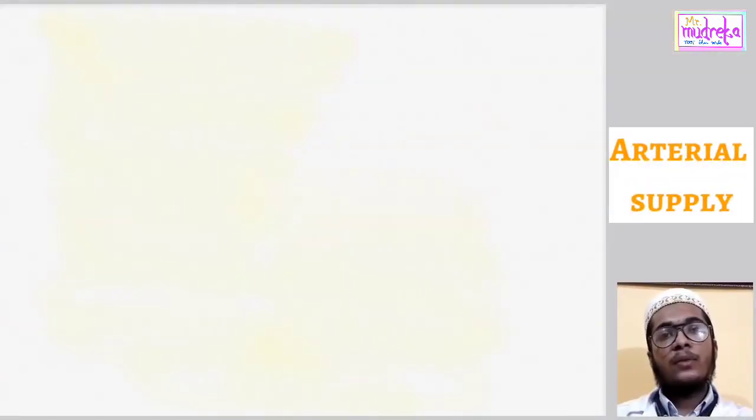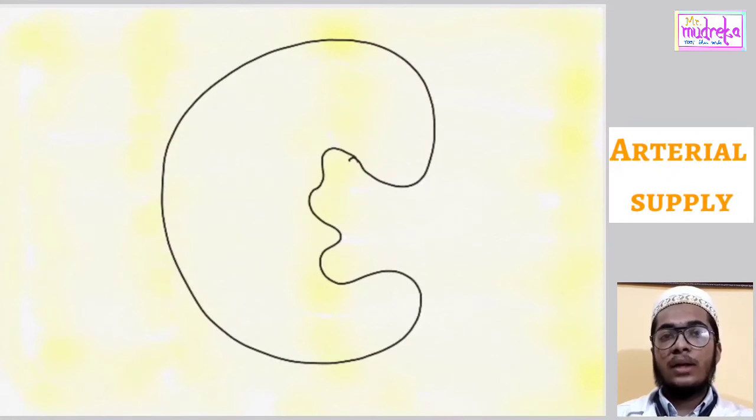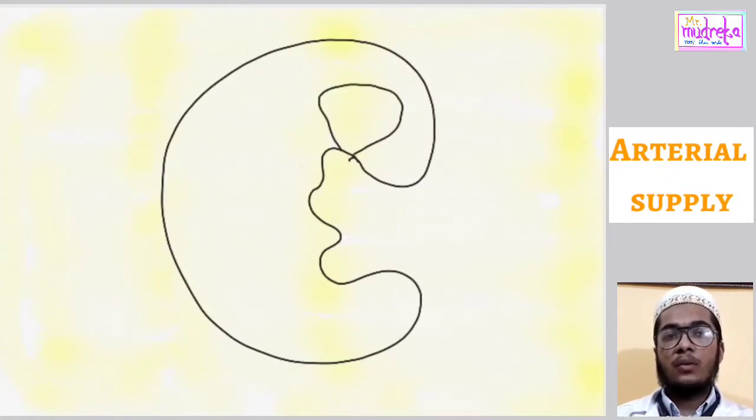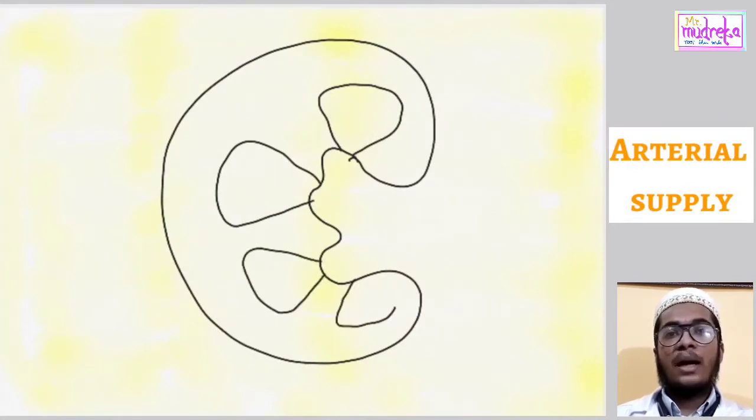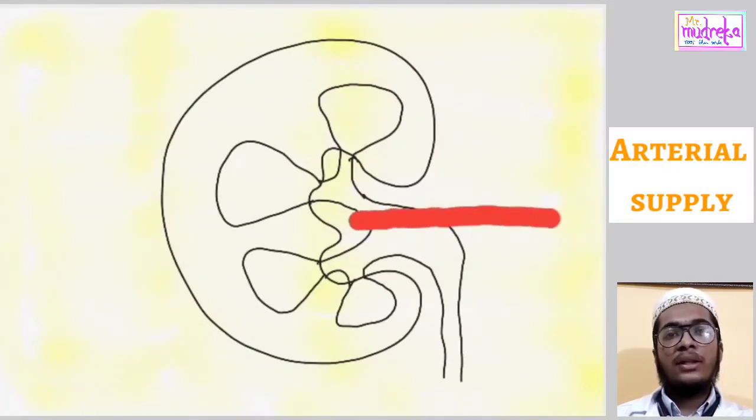So the arterial tree of the kidney is like this. The right renal artery passes to the right behind the inferior vena cava and right renal vein, while the left renal artery passes to the left behind the left renal vein. The right renal artery is longer than the left renal artery, while the left renal artery lies slightly at a higher level. At or near the hilum of the kidney, each renal artery divides into anterior and posterior divisions.